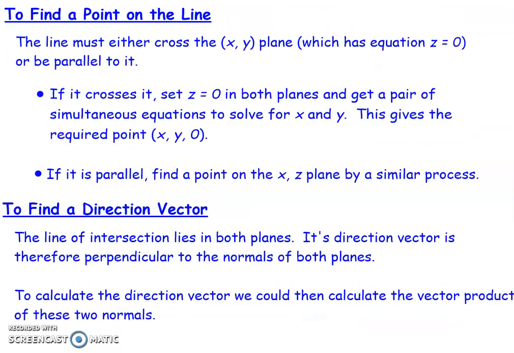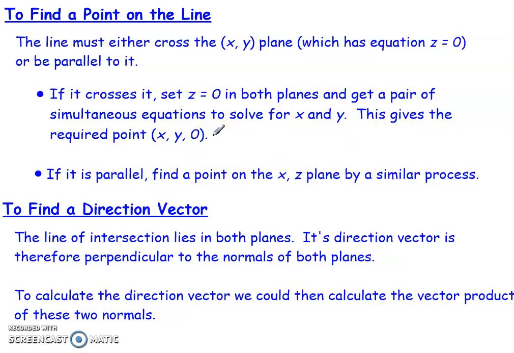Now, to find a point on the line, it must either cross the xy plane, so that has an equation of z equal to 0, or it has to be parallel to it. Alright, there's no other way. So the line must cross the xy plane, or it has to be parallel to it. Now if it crosses it, set z equal to 0 in both planes and get a pair of simultaneous equations to solve for x and y. Now this will give us a required point (x, y, 0) on the line somewhere.